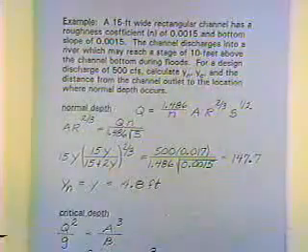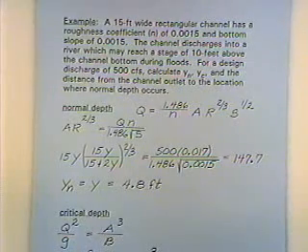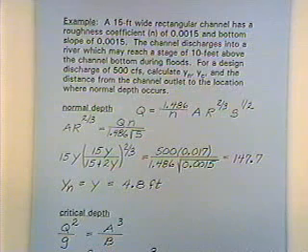So that's it, and we'll go through it now in the context of an example problem, so we'll have some numbers to look at. In the example, we've got a 15-foot wide rectangular channel. The Manning's roughness coefficient is 0.0015, and the bottom slope, that's the longitudinal bottom slope, 0.0015.